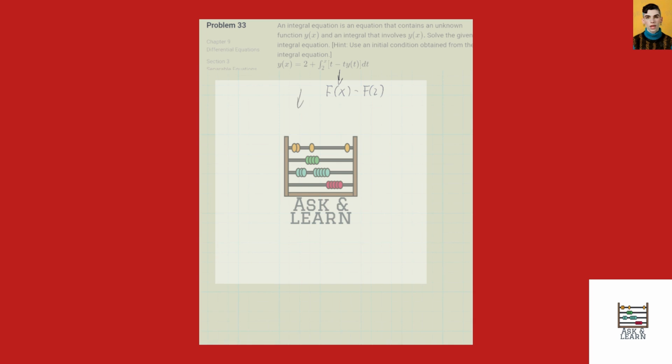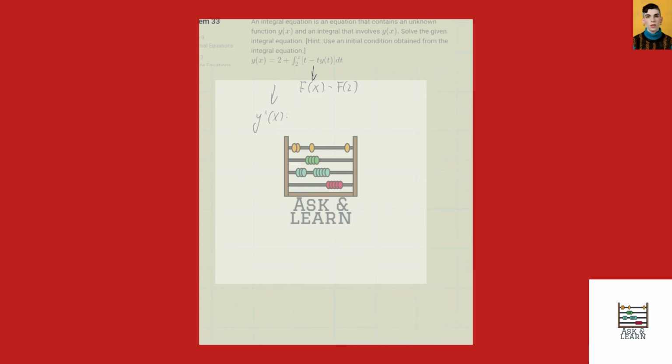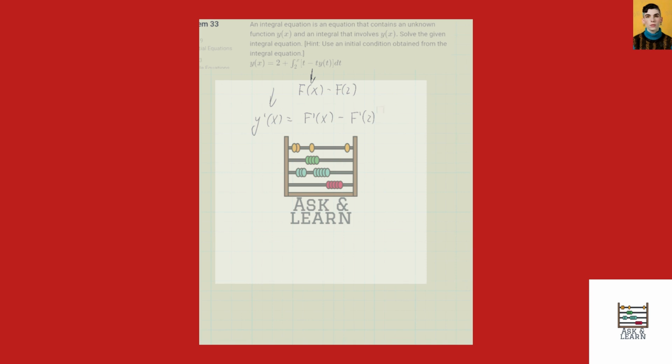Having that, if we differentiate the integral equation, we'll get that y prime of x is going to be capital F prime of x minus capital F prime of 2, but if we evaluate capital F prime at 2, it's just going to be a constant. So we get that y prime of x is going to be equal to capital F prime of x, which means that our differential equation is going to be y prime equals x minus xy, where we do actually get an initial condition from this integral equation.